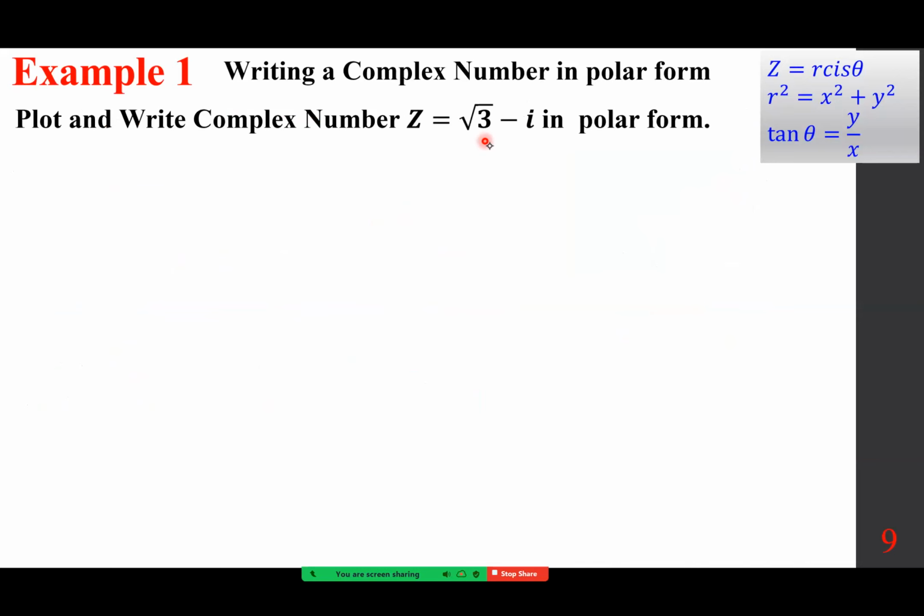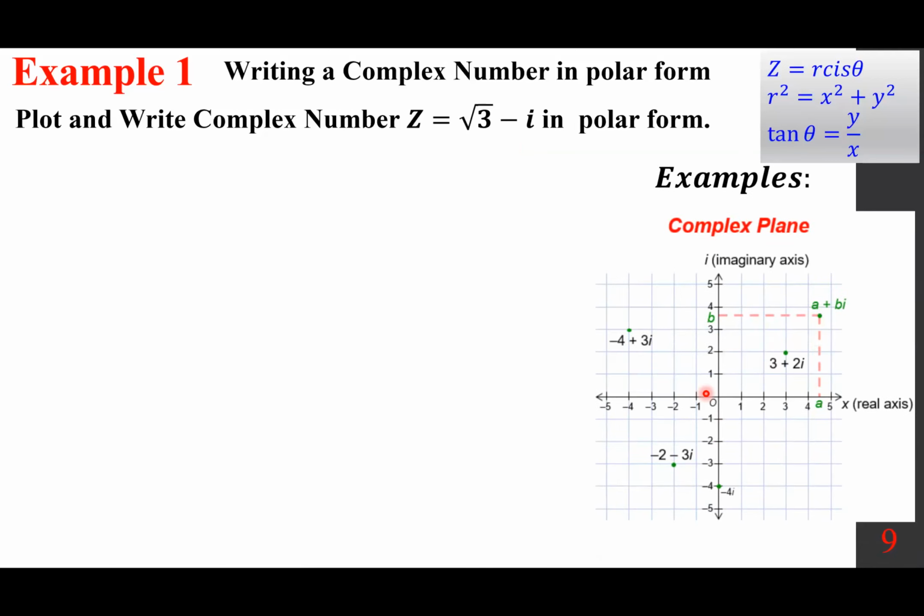We want to write this number, z equals square root of 3 minus i, in polar form. We want to plot and write it. First and foremost, reminding everybody, here's the real axis, here's the imaginary axis. This is a, this is b, so this point has the value a plus bi. As an example, 3 plus 2i, you go 3 to the right, 2 up. So this one, we're going to go square root of 3 to the right. Square root of 3 is about 1.73, so somewhere between 1 and 2, closer to 2. Minus i, so look at just the coefficient of i. Minus 1 means go down by 1, so somewhere here. So that's the plot.